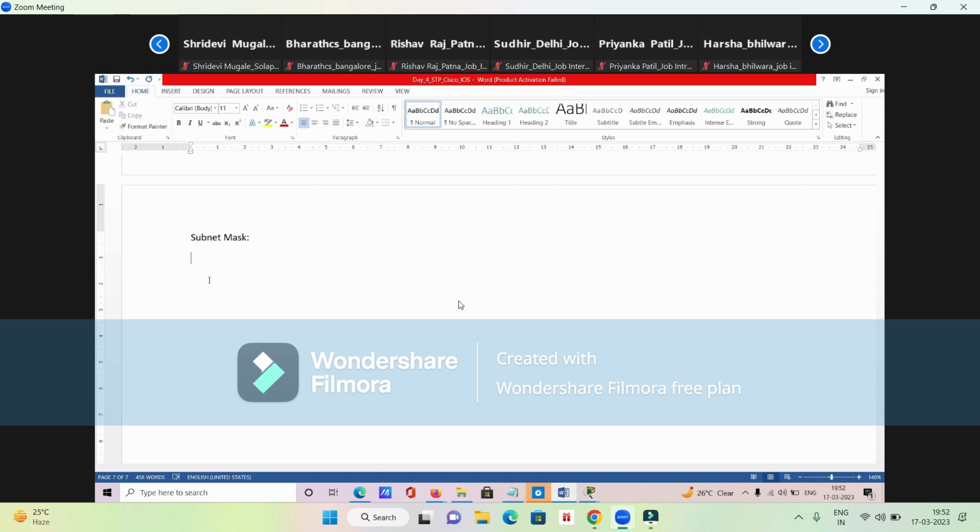The first reason was that we should assign a unique IP address to each computer, and the second objective was to perform the communication between the computers. So these were the two main objectives of introducing IP addressing.